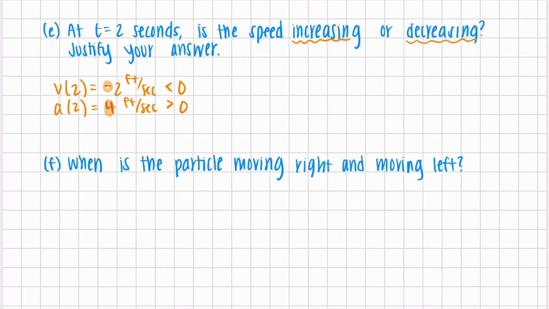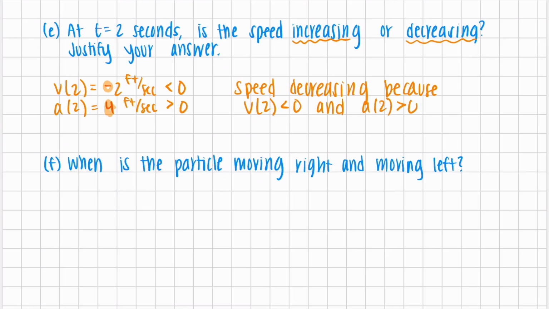So I'm going to say speed decreasing because V of 2 is less than 0 and A of 2 is greater than 0. They have different signs.